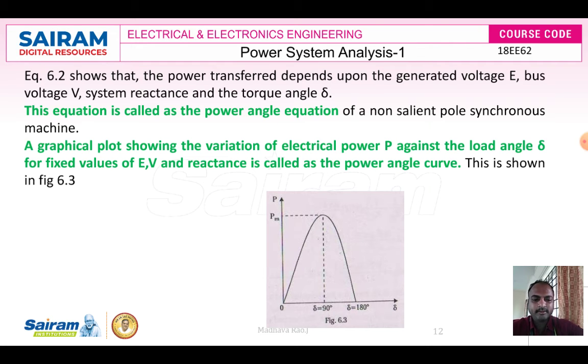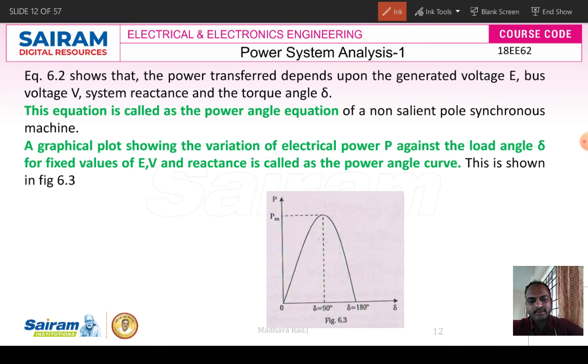Now we can see here we have one characteristic, power versus delta. When delta is equal to 0, power developed by the machine is 0, and when delta is equal to 90 degrees, power developed by the machine is maximum, and when delta is equal to 180 degrees, power developed by the machine is 0. So here we can see delta 0, 90, 180 degrees. At 90 degrees we will get the maximum power from the synchronous machine. This equation that we have seen is the power angle equation.